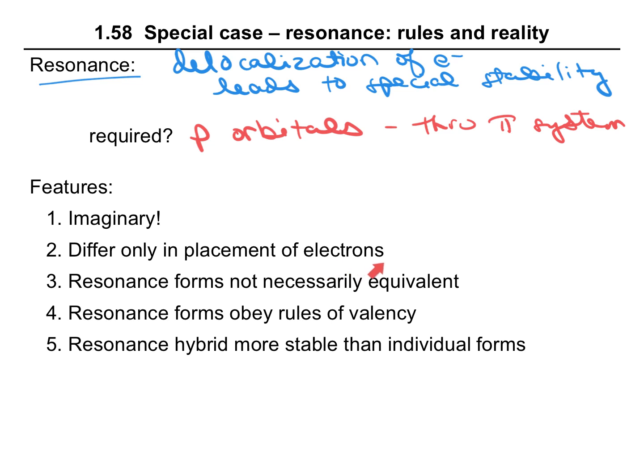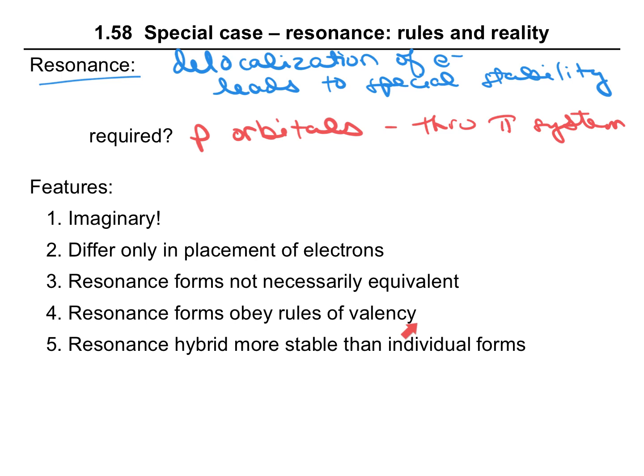Individual resonance structures differ only in the placement of electrons. If a hydrogen is in a different place, then we're not talking about resonance structures, we're actually talking about isomers. So it's only the difference in the placement of electrons. The different resonance forms or resonance structures are not necessarily equivalent. In the case of carbonate on the previous slide, each resonance structure had one carbon-oxygen double bond and two carbon-oxygen single bonds. So those three structures were equivalent to each other, but that's not always the case.